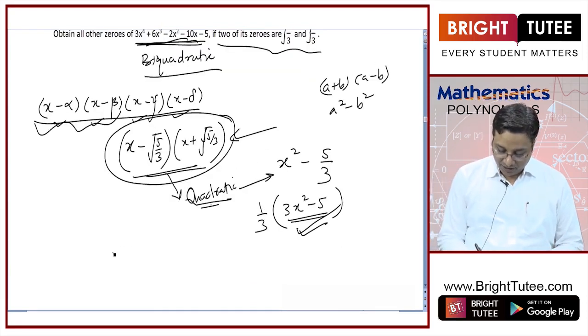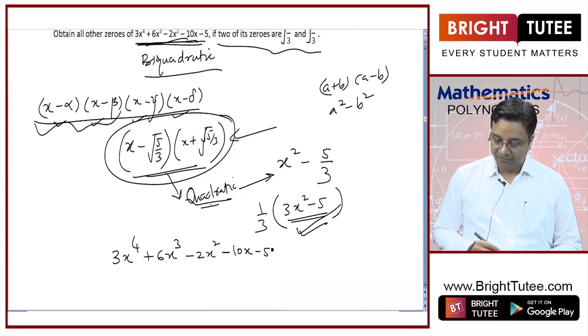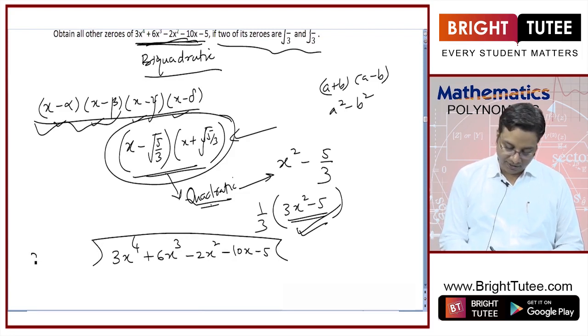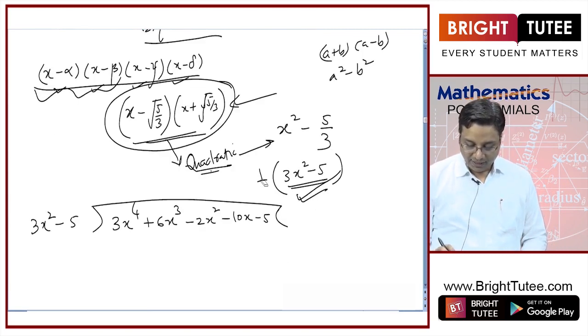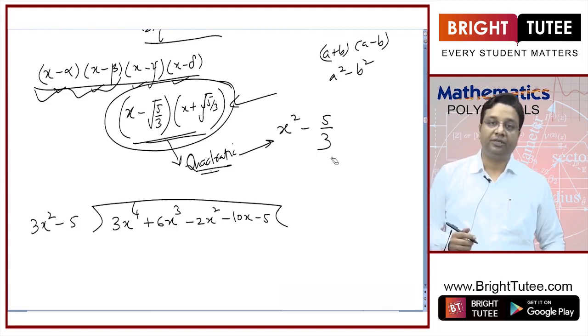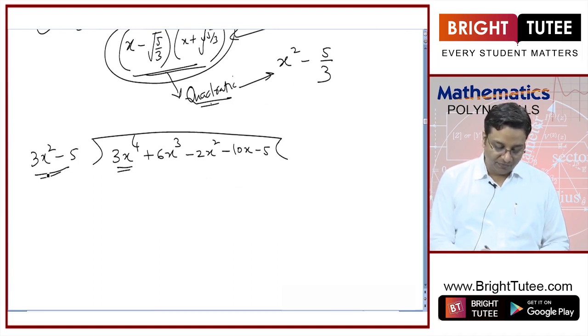So what is the biquadratic here? 3x raised to power 4 plus 6x cubed minus 2x square minus 10x minus 5, right? I divide it by 3x square minus 5, right? So what will I get as a quotient? I will get a quadratic, right? What should be the remainder? Remainder should be 0, so that we can get other factors also, because this is a factor here, so remainder obviously will be 0. Now let's create this term from this term.